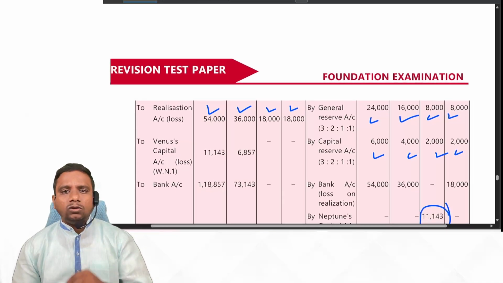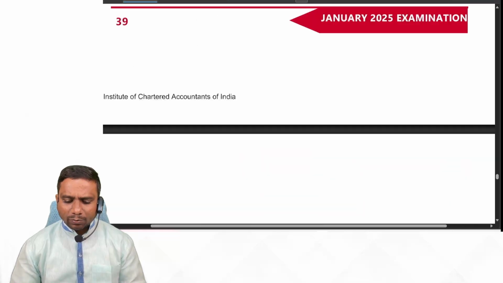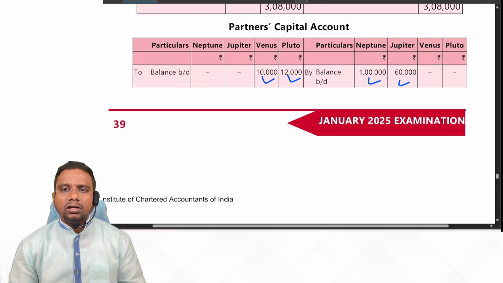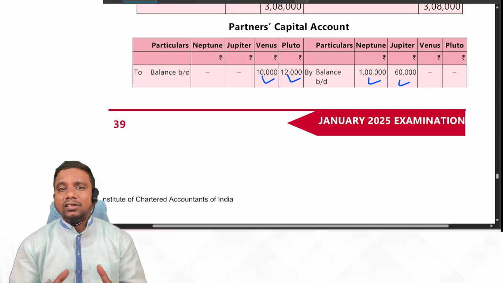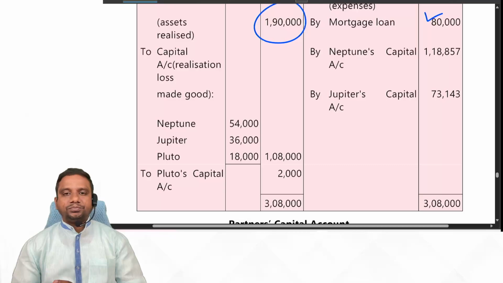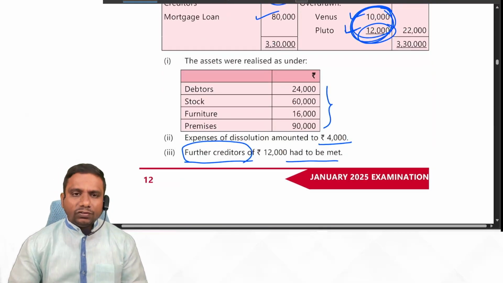So whatever the amount Pluto should bring, he will bring. After that, we balance each partner's capital accounts, and if any partner is to bring an amount, he will bring it, or finally we settle all the partners. That's it. Yes or no, students? This is a very simple problem.